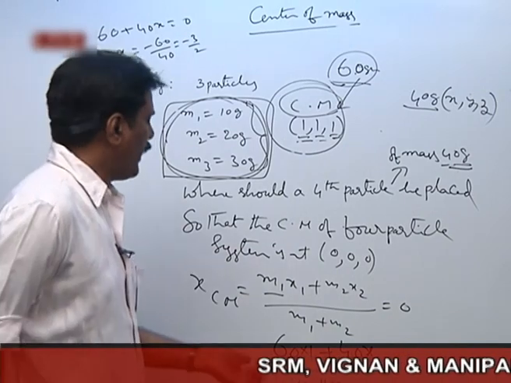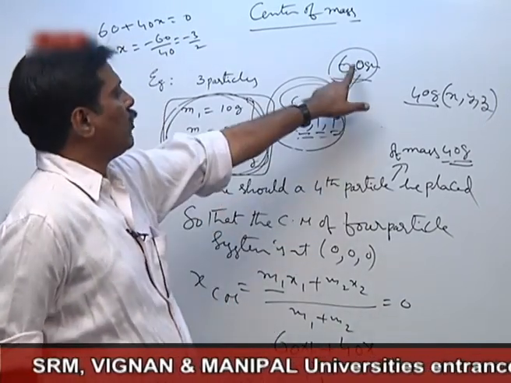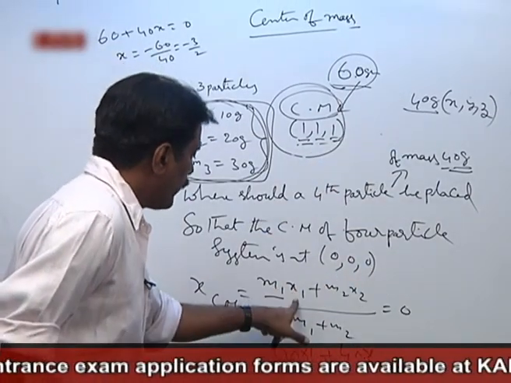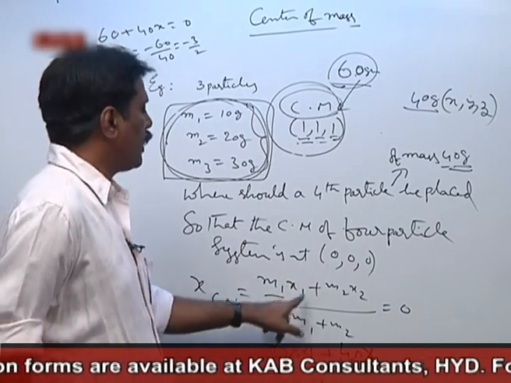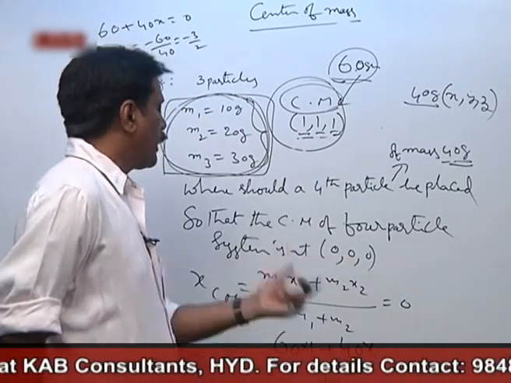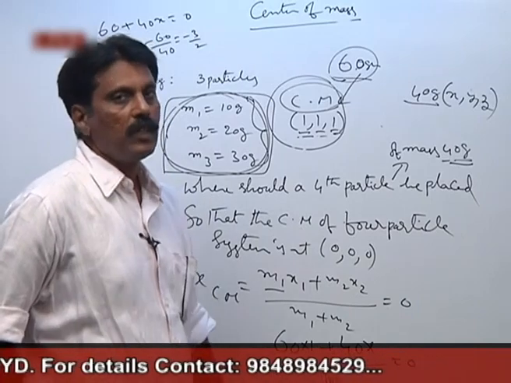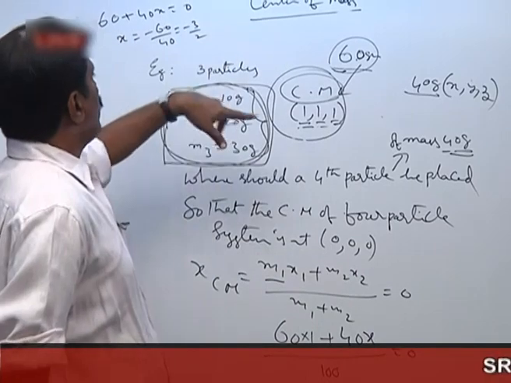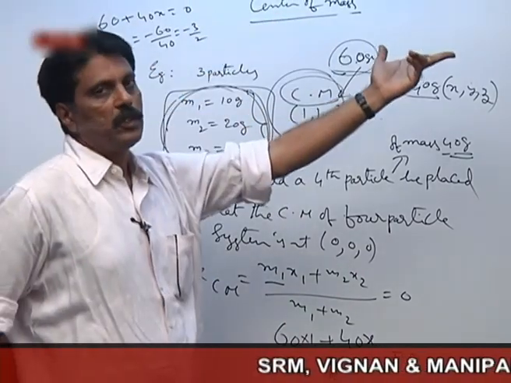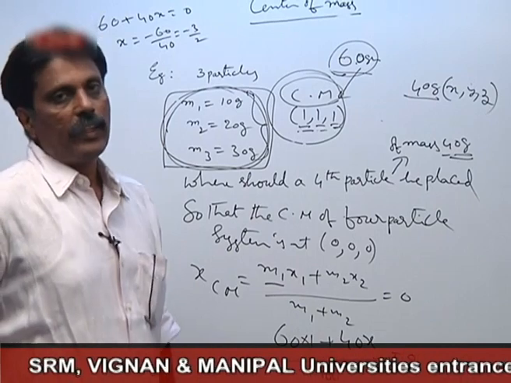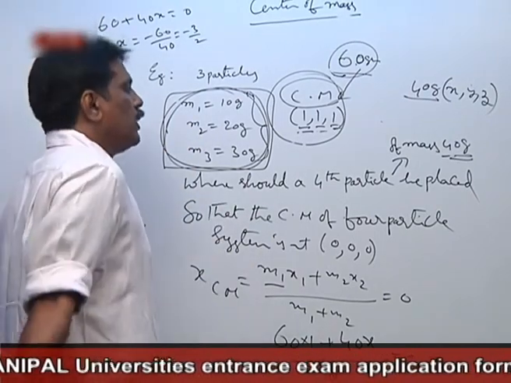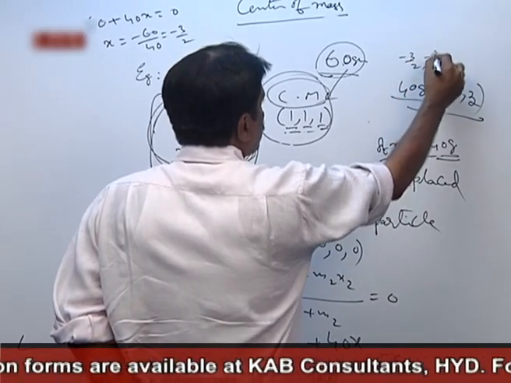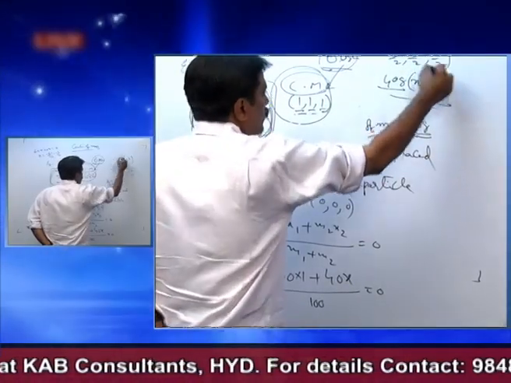Now similarly you can find the y coordinate also, because the y coordinate of 60 grams is also 1. Then we get (60 into 1 plus 40 into y) by 100 equal to 0. The same thing is repeated: 60 plus 40y equal to 0, so y equals minus 60 by 40, which is minus 3 by 2. So all the coordinates of 40 grams are minus 3 by 2, minus 3 by 2, minus 3 by 2.